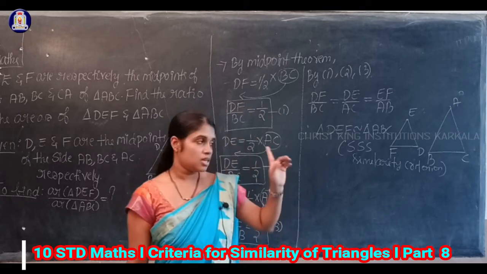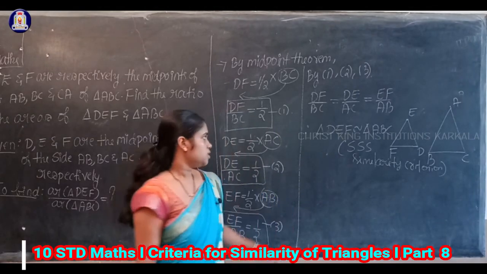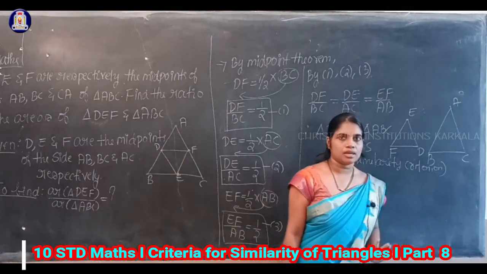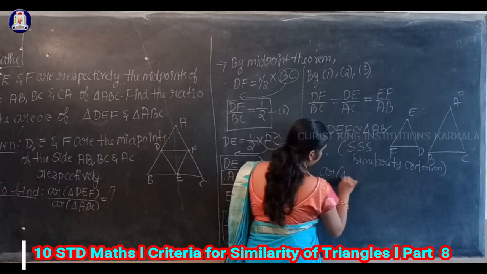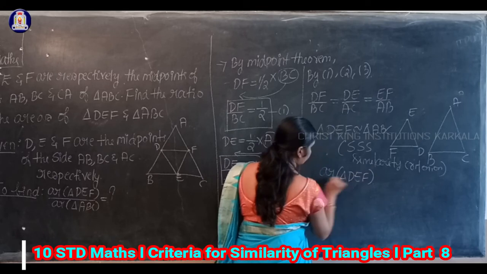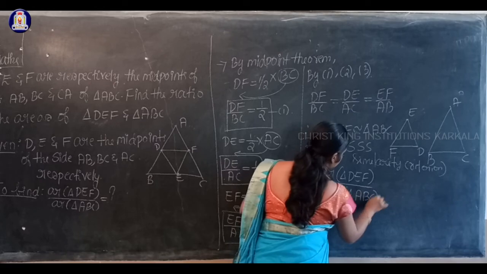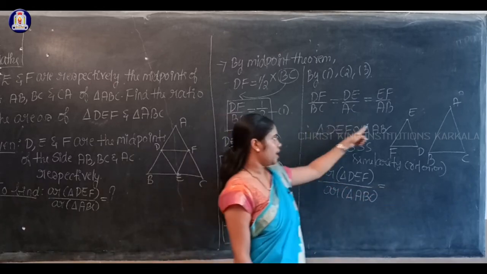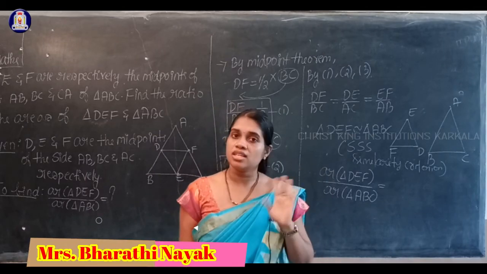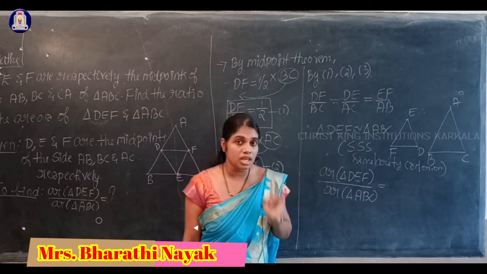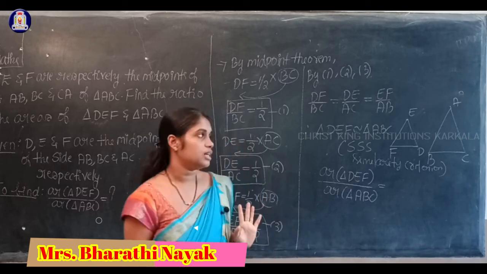Now can I use my area of similar triangles theorem? See, these two triangles are similar, so therefore area of triangle DEF by area of triangle ABC equal to, see, two triangles are similar, so therefore the ratio of the areas of these two similar triangles will be equal to squares of the ratios of corresponding sides, isn't it?